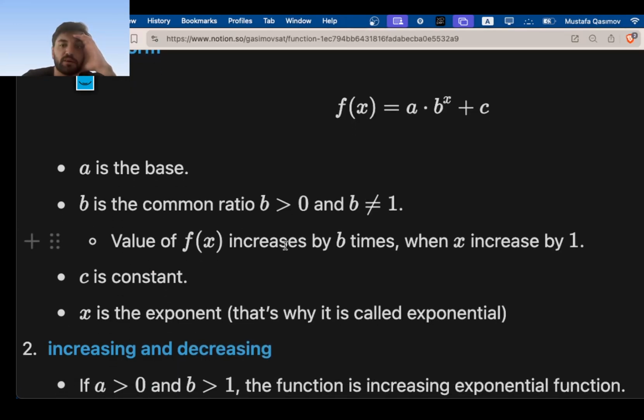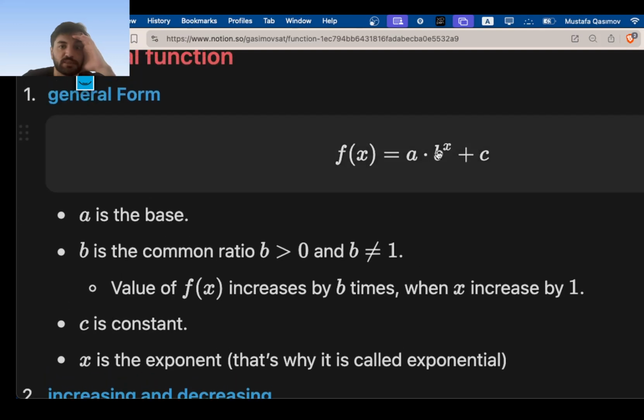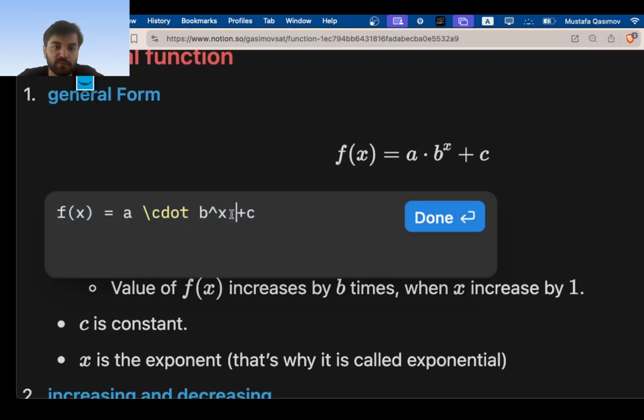Okay. I also put here that one. Just make it like this. Let's make it like that.